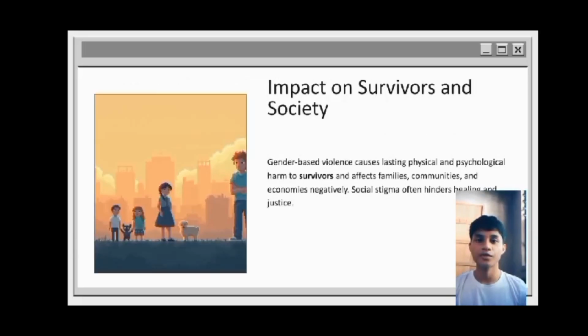Impact on survivors and society. Gender-based violence causes lasting physical and psychological harm to survivors and negatively affects families, communities, and the economy. Social stigma hinders healing and justice. So, about the impact, it can affect our family, community, and economy negatively.